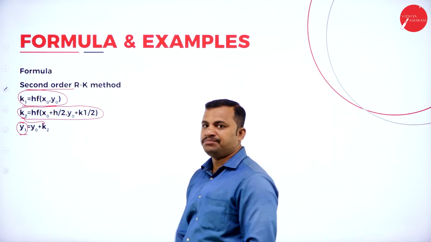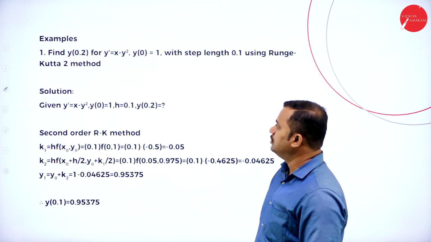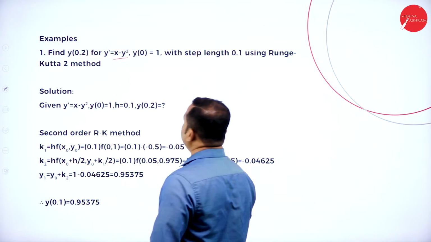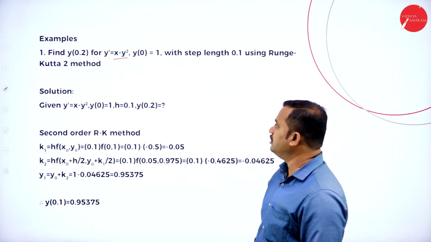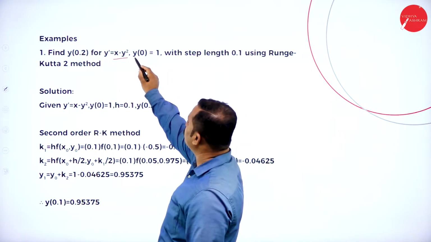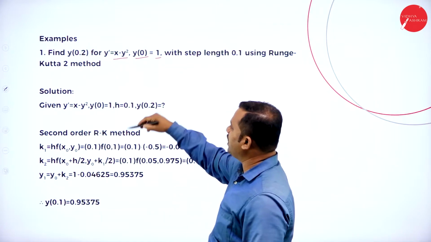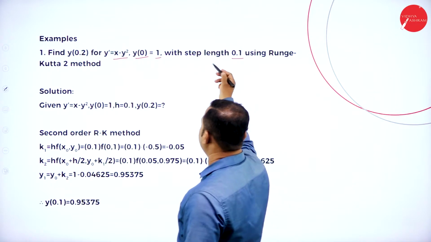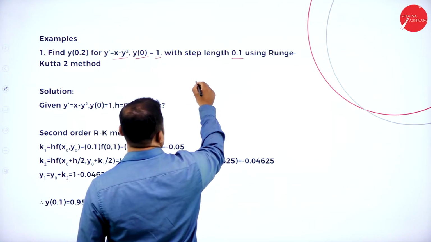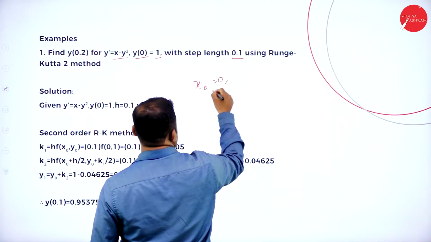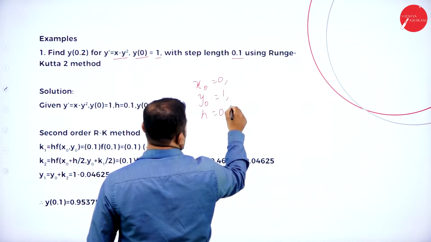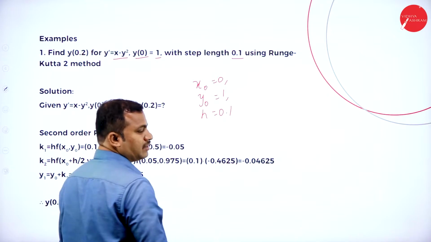If that is the case, let me take up one of the examples now. See here. x minus y square is the equation given here. What is the value of y0? It is 1. What is the value of x0? It is 0. What is the step length? h is equal to 0.1. Let me rewrite the data: x0 is equal to 0, y0 equal to 1, h is equal to 0.1. This is the data given here.